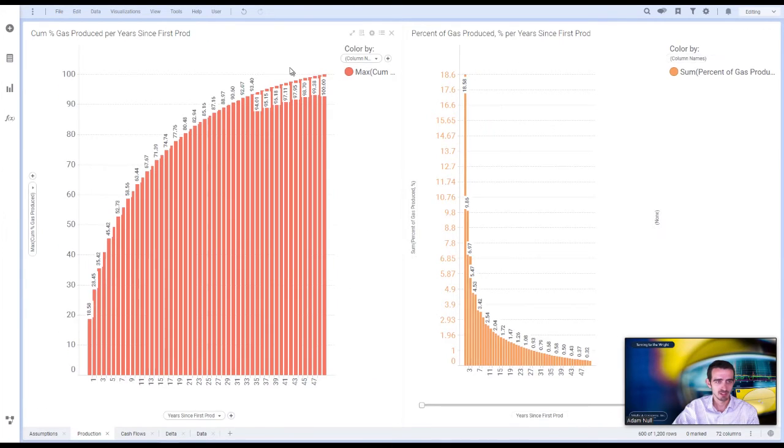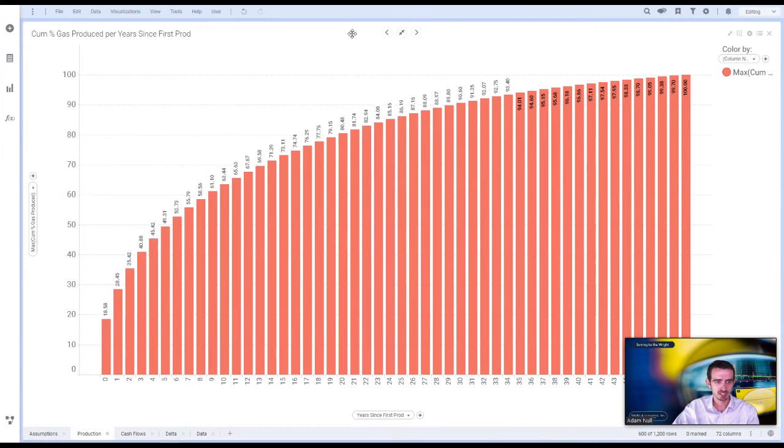Okay, so if we look at that on a cumulative basis here, we see sort of the same thing, that around 20%, 18.6% in the first year. It looks like we get to 50% in years 5 through 6, and we're at 75% somewhere around years 16 through 17.